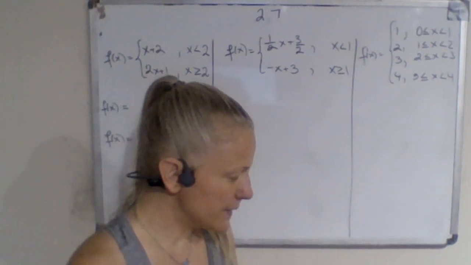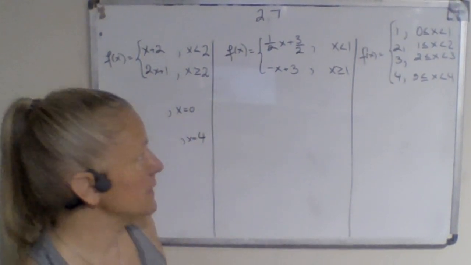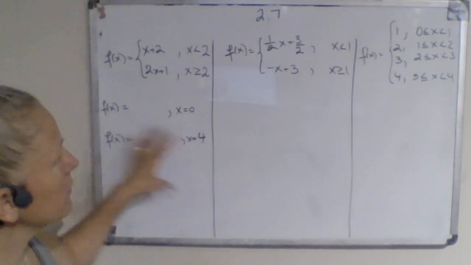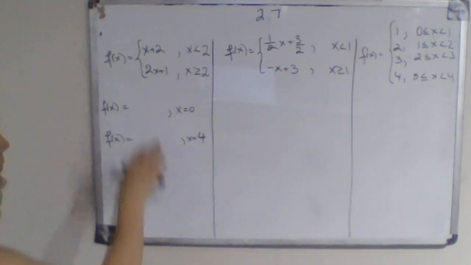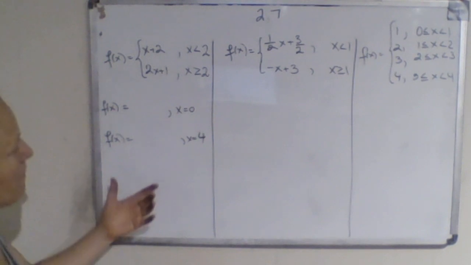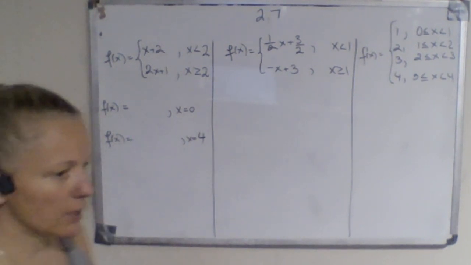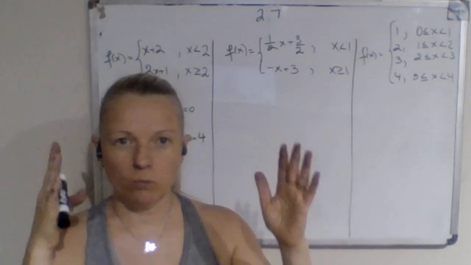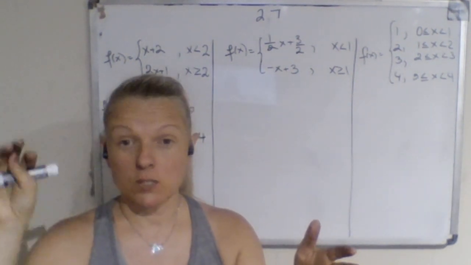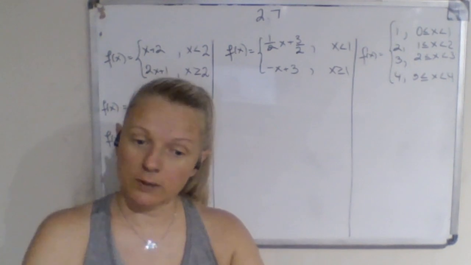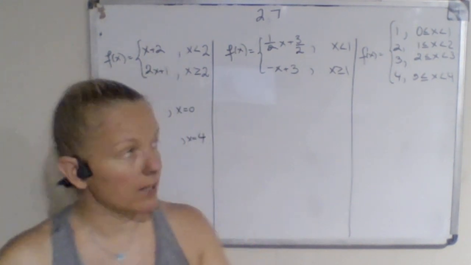2.7 is about piecewise functions, and we've talked about this in class. We're going to do a quick review of how these work. Your first example deals with what is the value of f of x given the values of x. And piecewise functions means your function will be one value if x is a certain value, and then it would look different if that x is a different value.